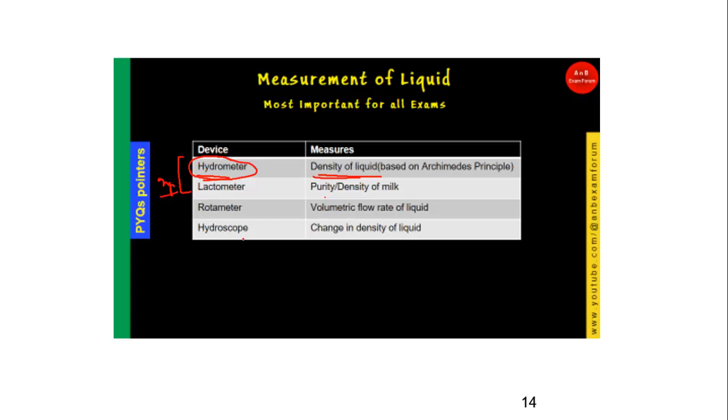Rotameter and hydroscope, this you should know that rotameter is used to measure the volumetric flow rate of liquid, whereas hydroscope is used to find the change in density of the liquid. Okay, so in these four, these two are very important. And don't confuse hydrometer and hygrometer. Hygrometer is used to measure the humidity, whereas hydrometer is used to measure the density of liquid. Okay.